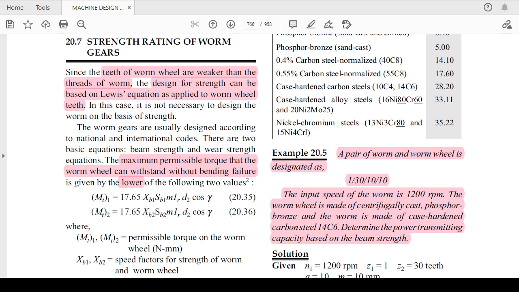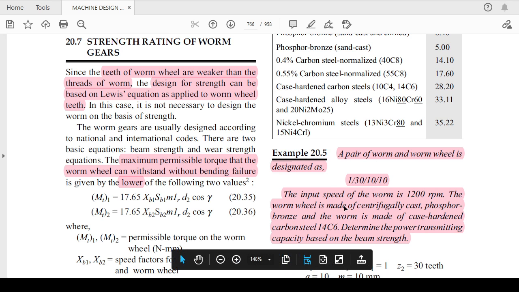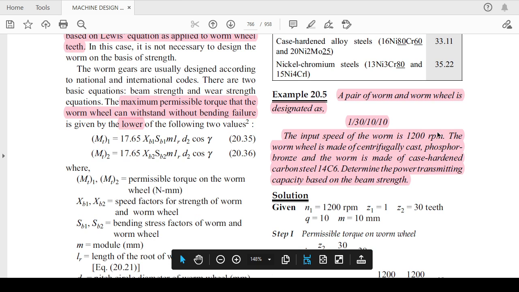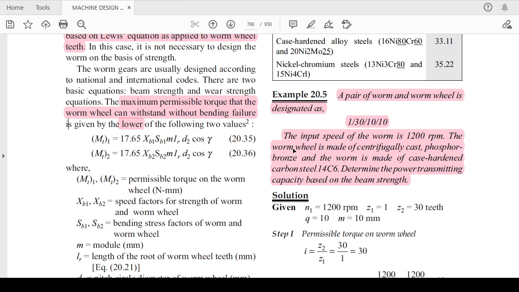As you can see in example number 20.5, a pair of worm and worm wheel is designated as 1/30/10/10, which is the specification or designation given in the picture. The input speed of the worm is given as 1200 rpm. The worm wheel is made of centrifugally cast phosphor bronze, while the worm is made of case hardened carbon steel 14C6.